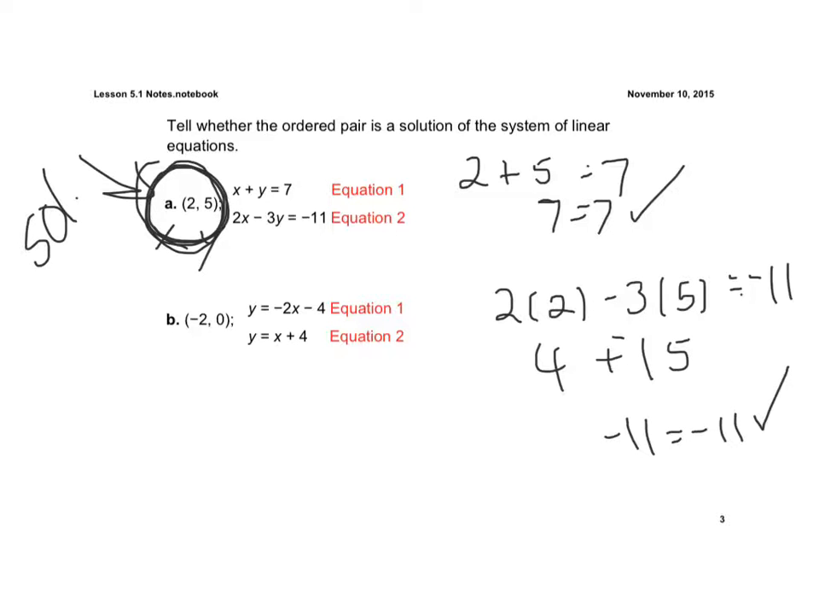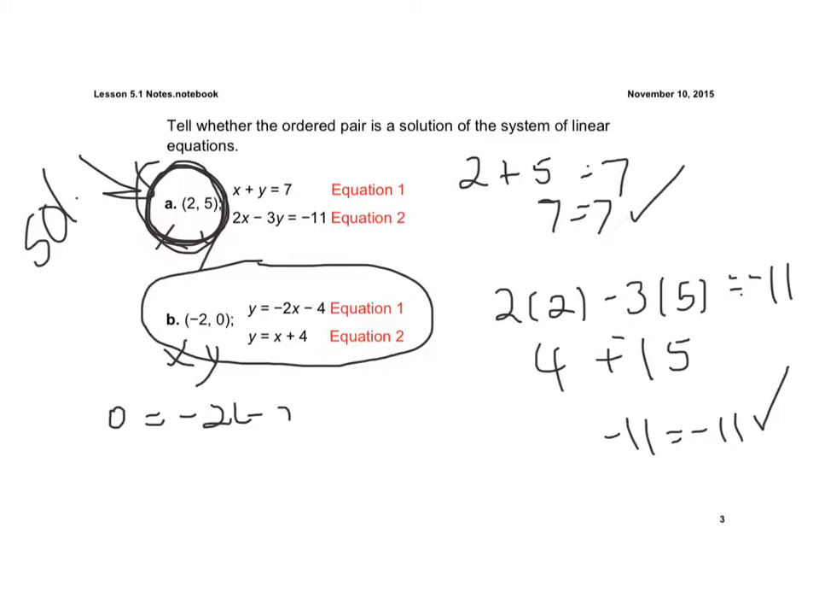Well, now we're going to check the second system. So this system says that negative 2, 0 is a solution. So let's check that. So again, it's the x followed by the y. So I get 0 is equal to a negative 2 times negative 2 minus 4. Negative 2 times negative 2 is a positive 4. Minus 4 is 0. And 0 equals 0, and that checks.